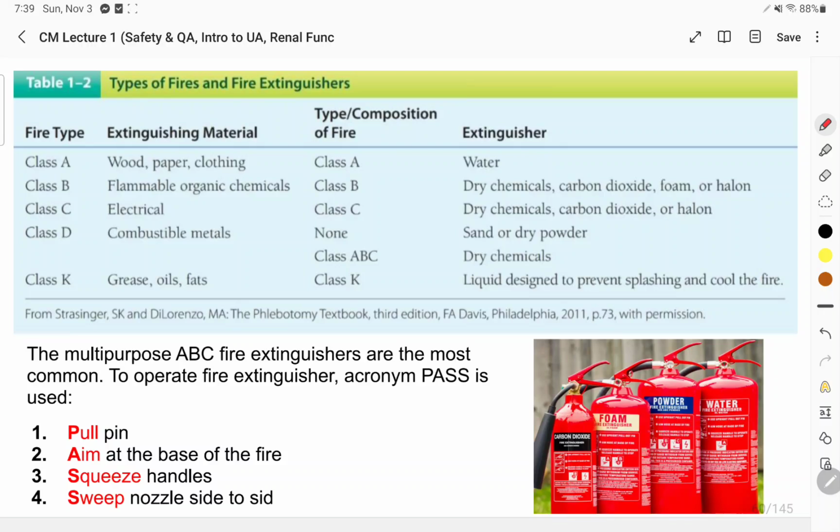So, manang naapoy sand. And what about your Class K nga oil? Class K nga fire. It is caused by your grease, oils, and fats. Okay? So, what is used to extinguish this type of fire? We use liquids that are designed to prevent splashing and cool the fire.